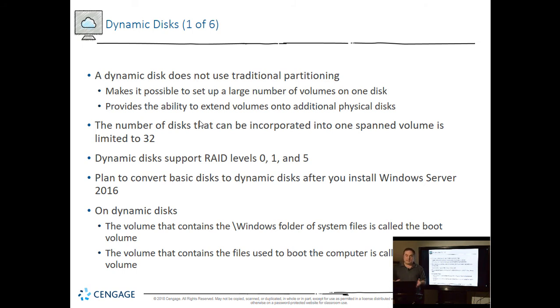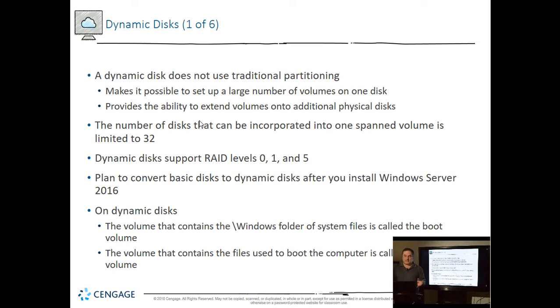A dynamic disk does not use traditional partitioning. It makes it possible to set up a large number of volumes on a disk. So remember, a volume is different than just the disk itself, the disk partitioning. The volume is going to be made up either of many disks, or it's going to be broken into smaller chunks of one disk. It's anything that you want, anything in between, or any combination. Dynamic disks do support RAID levels 0, 1, and 5, but again, they don't call it that. They call it striping with parity instead of RAID level 5, for example.